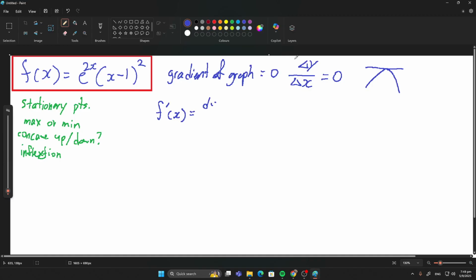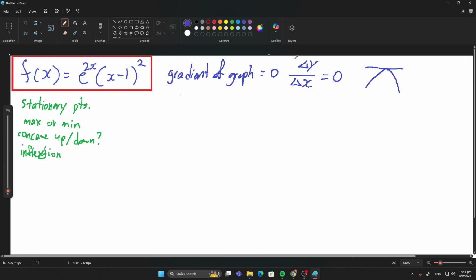Okay? I can also do this, it doesn't matter. And then let's do the differentiation. And in this case, product rule. So for the product rule, we'll just do the first one first. Okay, let's do it step by step, shall we?